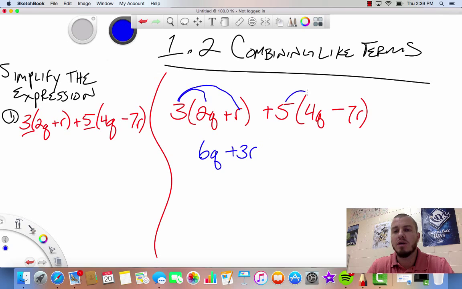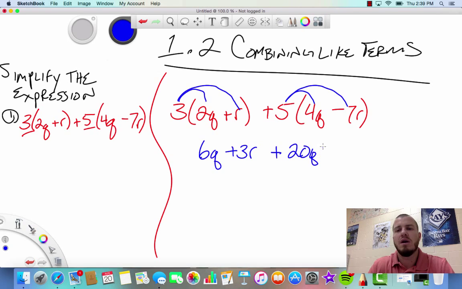And then I'm going to distribute the 5 to both things that are inside the parentheses. And that becomes 5 times 4 is 20q. And 5 times negative 7. So this is a positive 5 times negative 7. That's going to be a negative 35r. You can multiply the integers with the variables. You cannot add or subtract unless they're like terms.